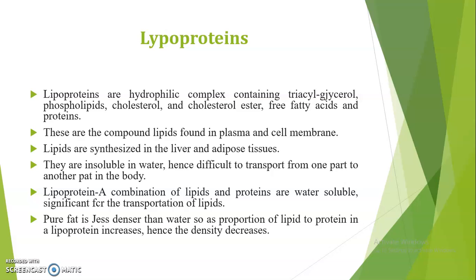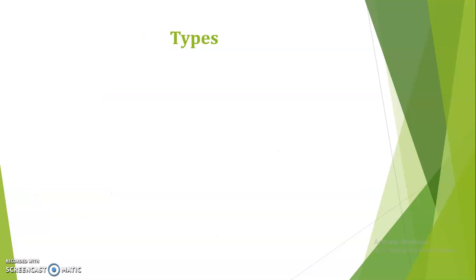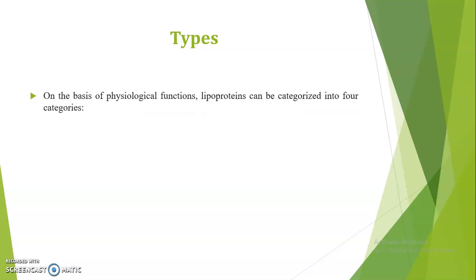Pure fat is less dense than water, so as the proportion of lipid to protein in a lipoprotein increases, the density decreases. Means if the proportion of lipid is more in that particular lipoprotein, then the density decreases. So depending upon the physiological function, lipoproteins can be categorized into 4 categories. Also depending upon density, you can say that they are classified into 4 categories.